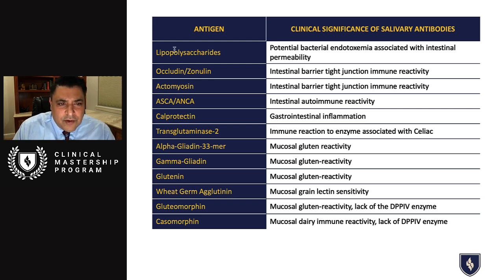So the very first part is really just checking to see if they have intestinal permeability and if they have an endotoxemia with it. And then you get into ASCA-ANCA, which is a marker for Crohn's and ulcerative colitis, to look for intestinal autoimmune reactivities. So it's just a very quick screen. As you know, some people have chronic gut issues, really have intestinal autoimmunity. That's why they may not get better.